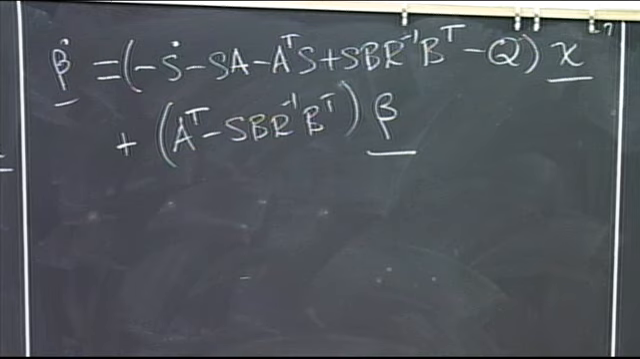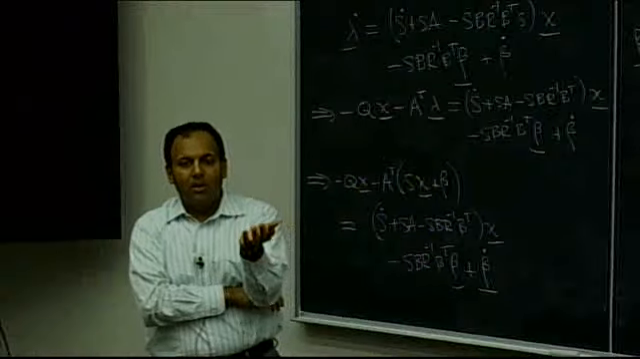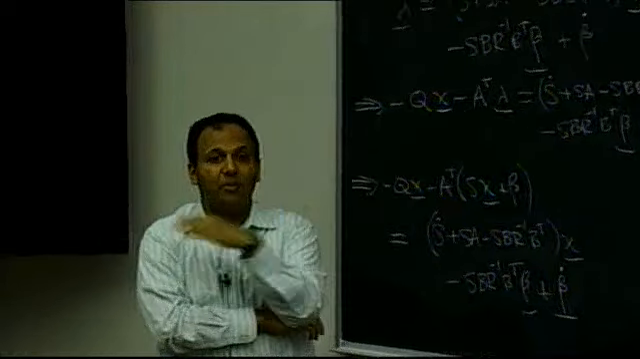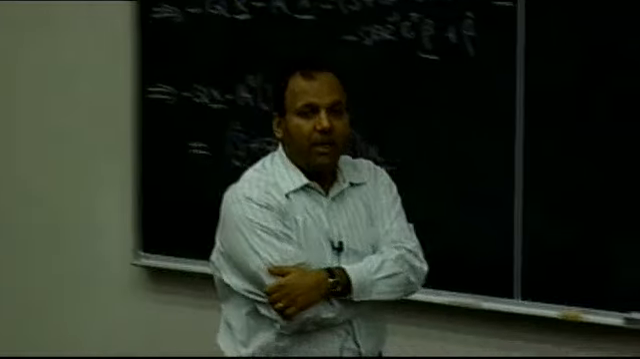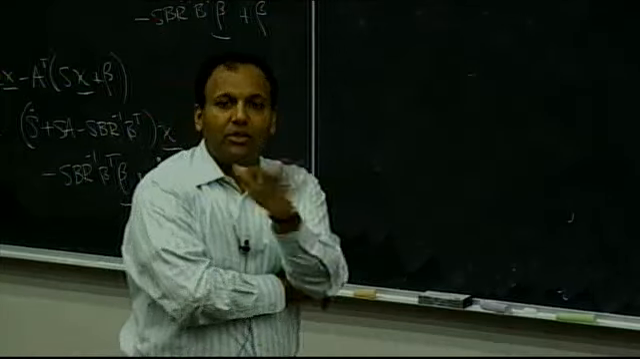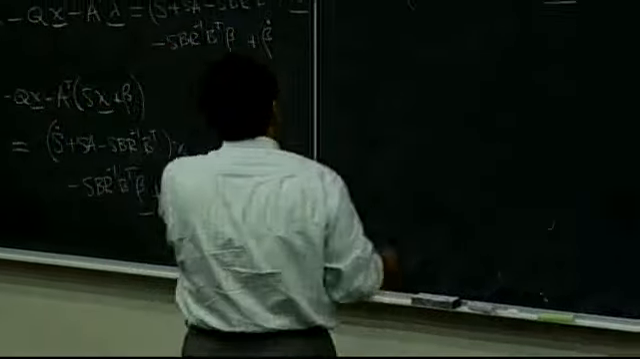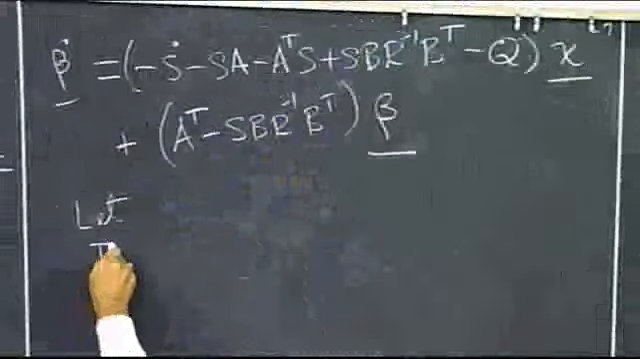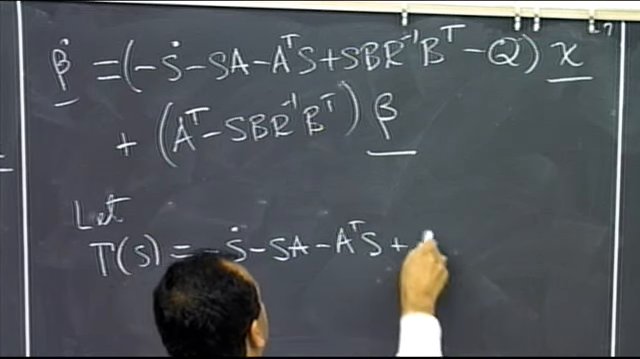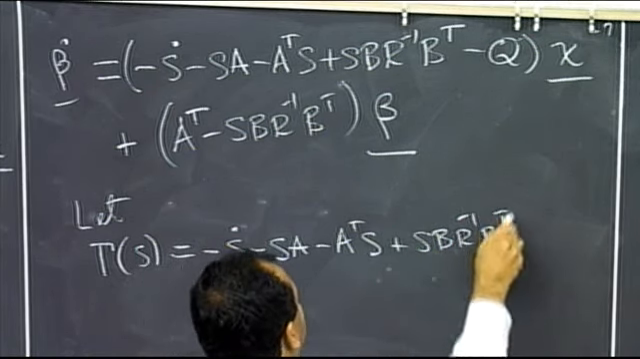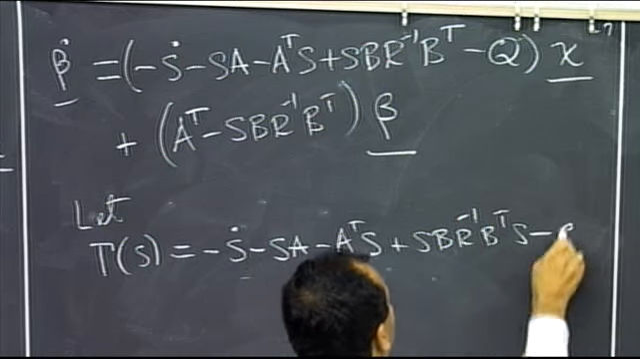Okay? Now, if you look at the equations, you can see that what I've done is replace lambda with this new function beta. So beta is now just as general as lambda was. I haven't restricted it in any way. I just said whatever this function is, I'm going to stick it in there and let lambda equal Sx plus beta, and now I'm going to go through the formulation with beta instead. So suppose we do this. I'm going to say gamma of S equals minus S dot minus SA minus A transpose S plus S B R inverse B transpose S minus Q.